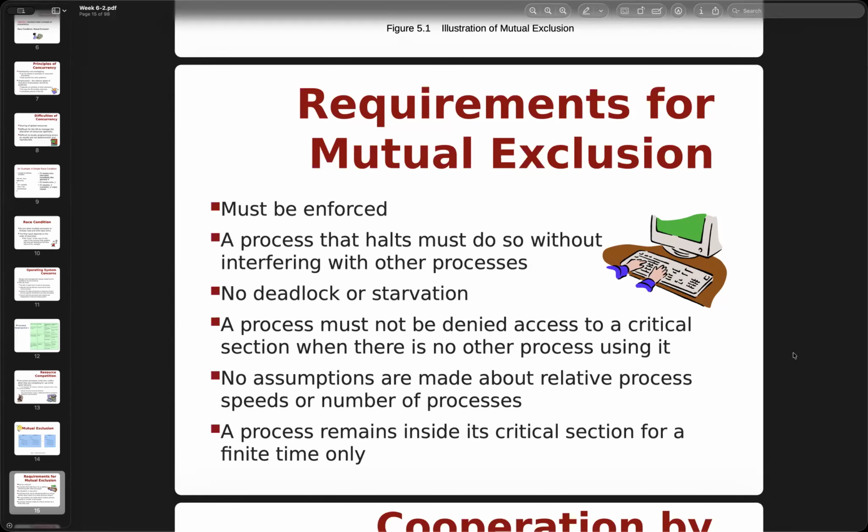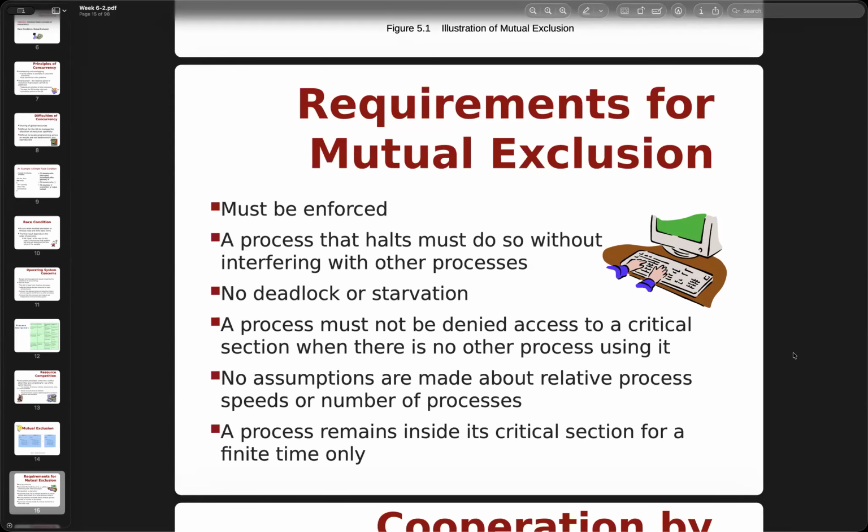That means if some processes are waiting, they must not cause a deadlock, waiting for nobody, or starvation, waiting and never being executed. Also, a process must not be denied access to a critical section when there is no other process using it. If nobody is using the CPU and none of them is able to get into the processor, then it will cause an issue.